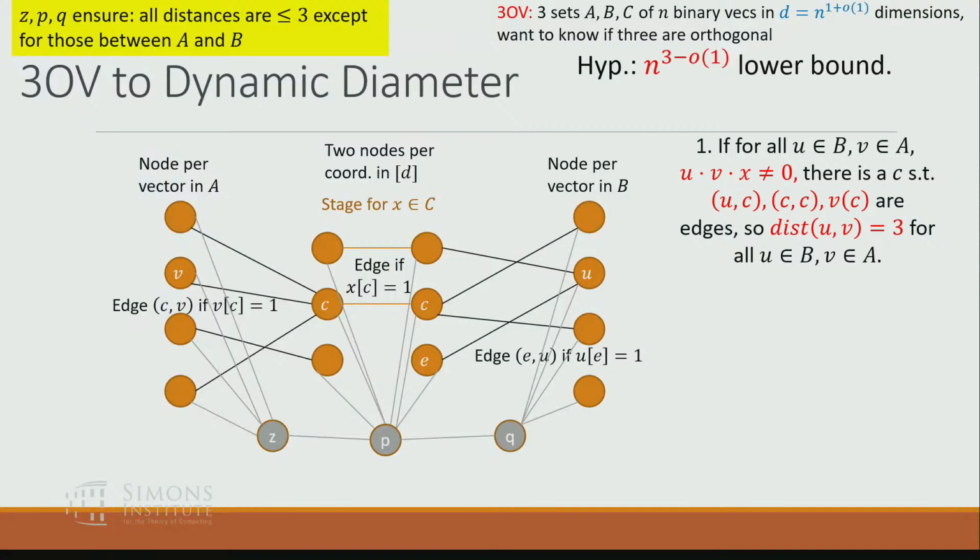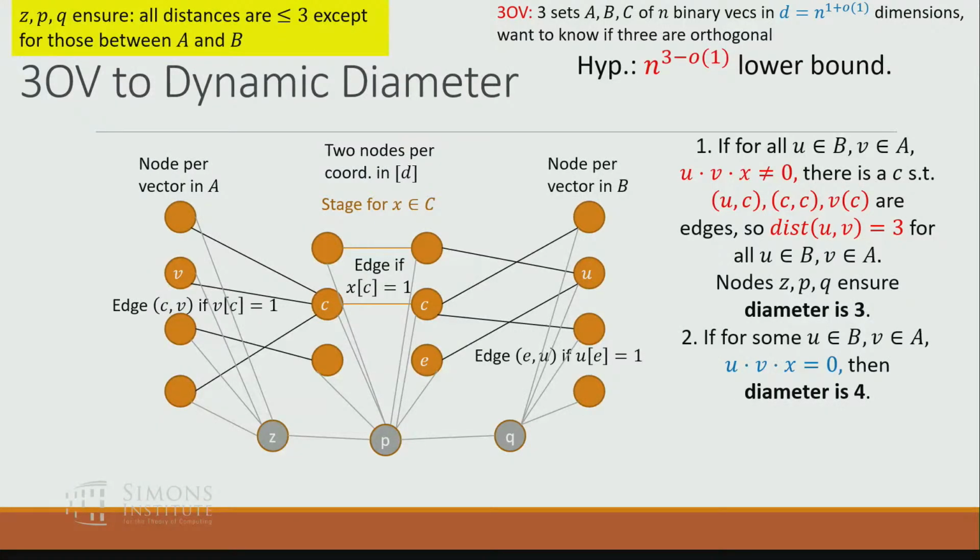If for every triple of nodes, U in here, V in here, and X in here, they're not orthogonal, that means there's some coordinate where U has a 1, V has a 1, and X has a 1, which means that the edge over here also exists. So if for every pair over here they're not orthogonal, there is a path of length 3. If for some pair U and V over here, together with X, they are orthogonal, then there's no edge here that will create a path of length 3. So the only way to get between them, the shortest path, will be of length 4. Therefore, the diameter is 3 if there's no orthogonal triple, and is at least 4 otherwise. So distinguishing between 3 and 4 will solve 3OV, which will solve SAT, and we'll be happy.